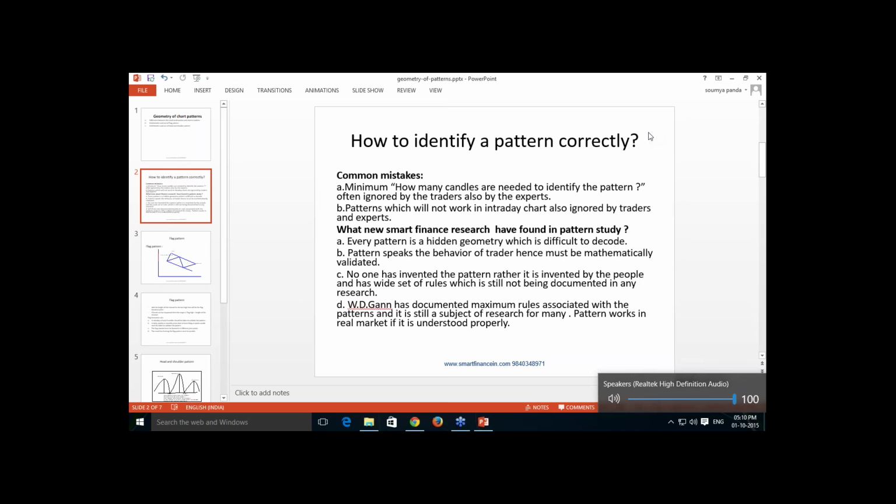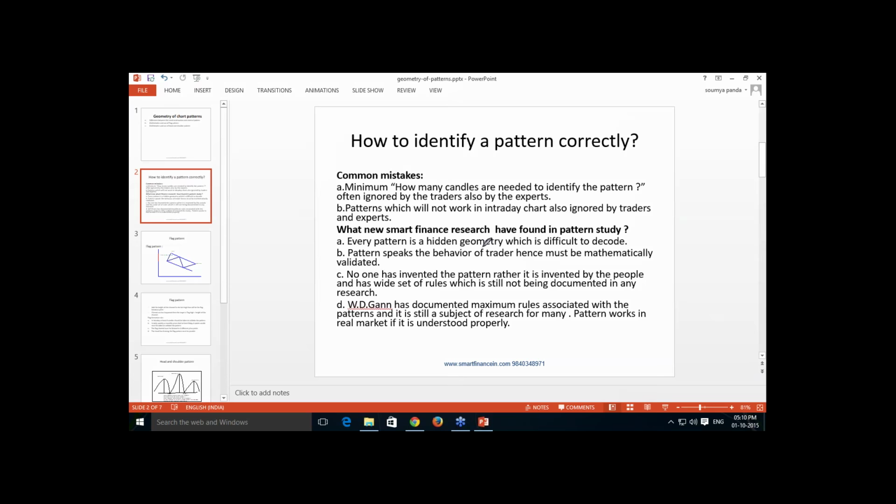I was saying that how many candles are minimum required for a pattern. That is very important. We need to investigate which one is the best pattern for intraday. And other things about the pattern, whenever we study this pattern, what it reveals, what information it gives us.